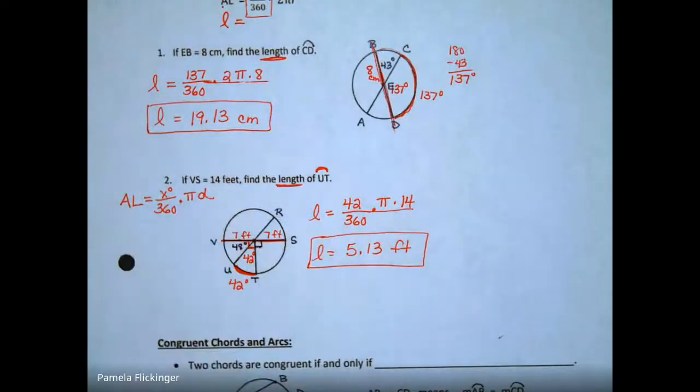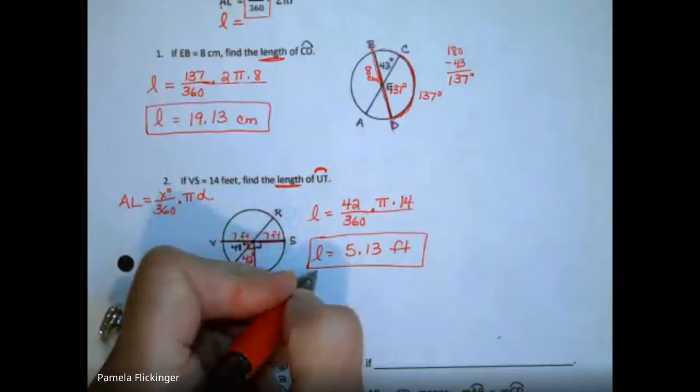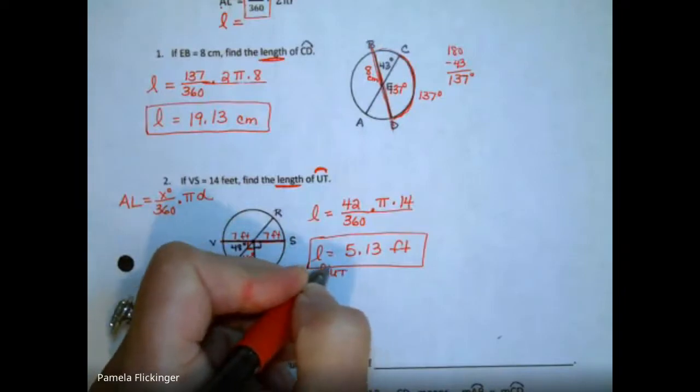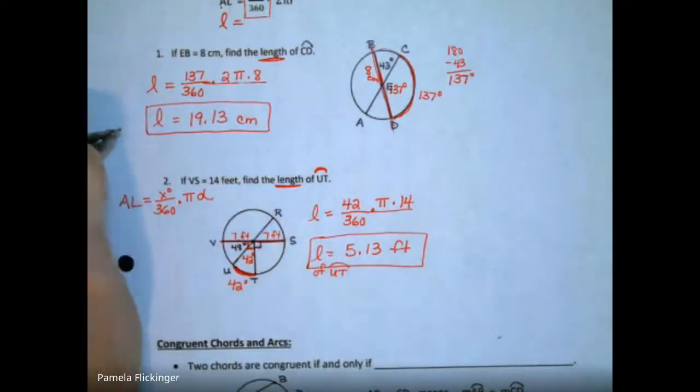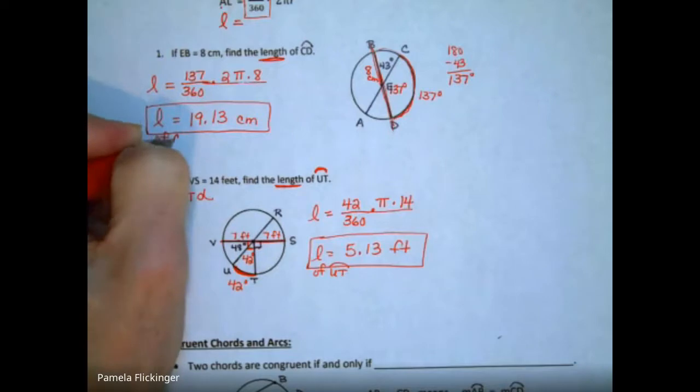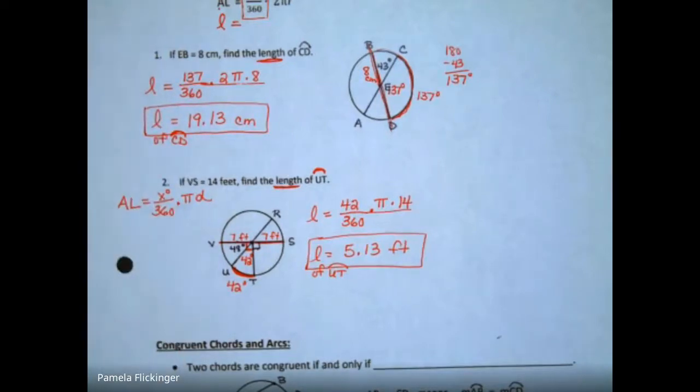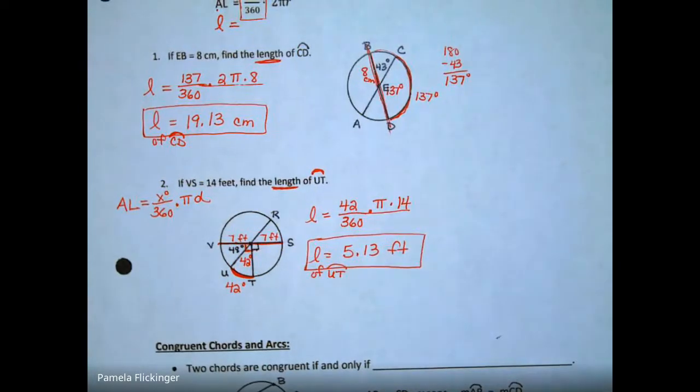All right, now something I'm just leaving the L. I should be putting of arc UT. And up here in the first example, we should be putting of arc CD. So just cleaning that up, because on the worksheet, we want to label things properly. Okay, so that's your arc length. It's a fraction of the circumference.